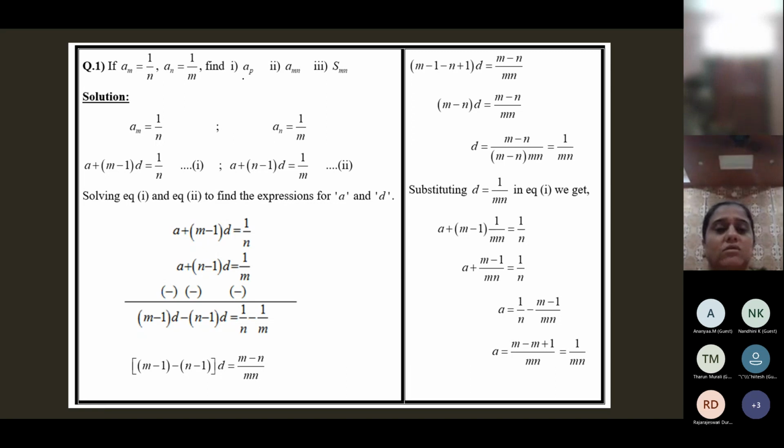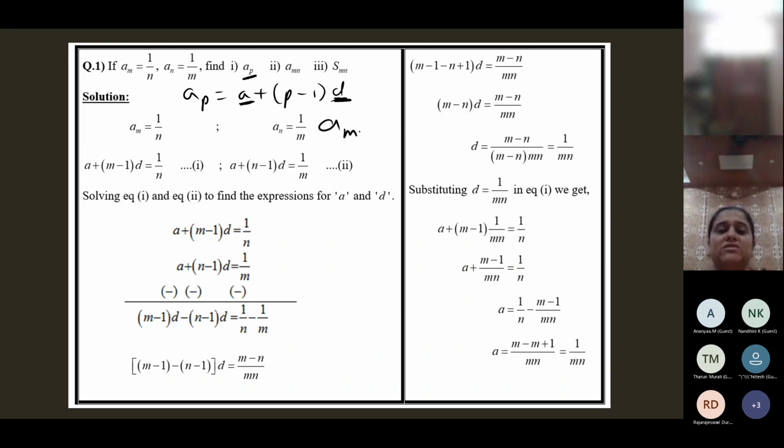Now, how do you find AP? AP is the pth term, A plus P minus 1 into D. So substitute the expressions for A and D and find the pth term.